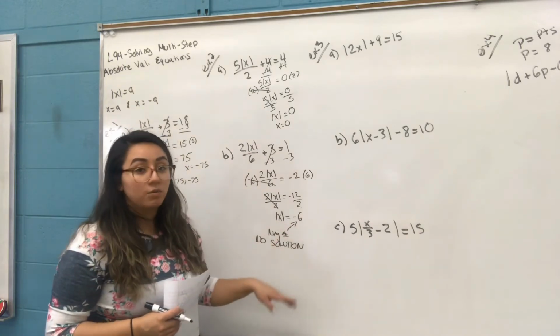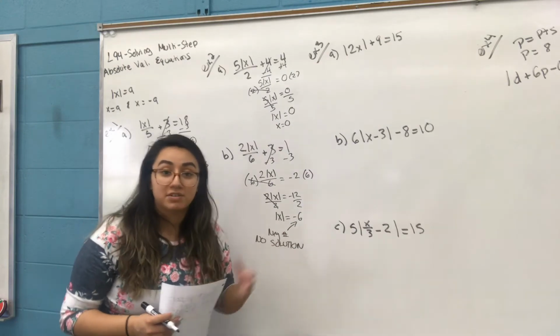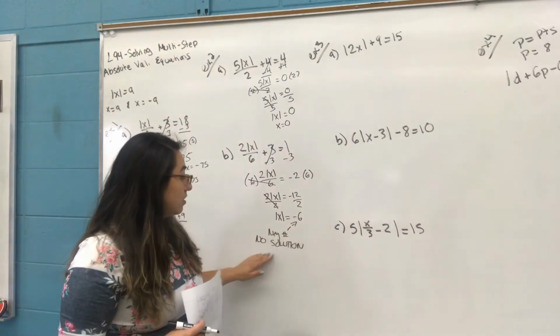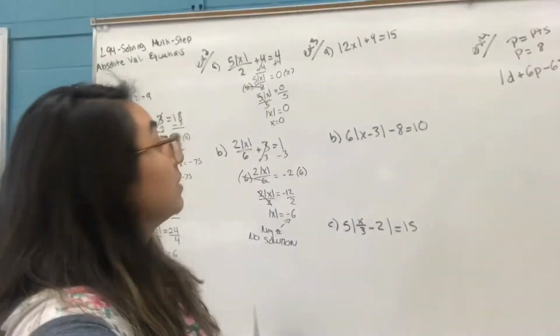There's no answer in the world that will give you a -6 for absolute value because the answer is always positive for your absolute value. But x could be negative or positive. But in this case, no, it's negative here. There's no solution.